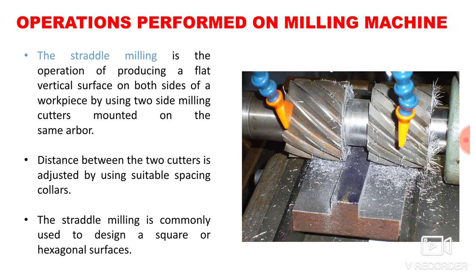The next operation is known as straddle milling. Straddle milling is the operation of producing a flat vertical surface on both sides of the workpiece by using two side milling cutters mounted on the same arbor. The distance between the two cutters is adjusted by using a suitable spacing collar. Straddle milling is commonly used to design a square or hexagonal surface.